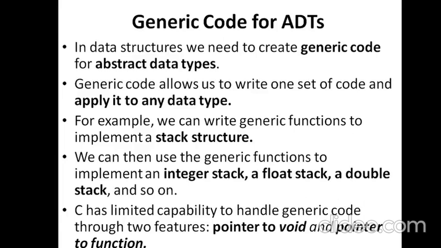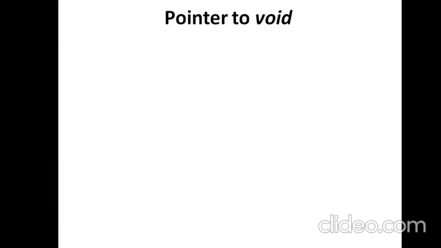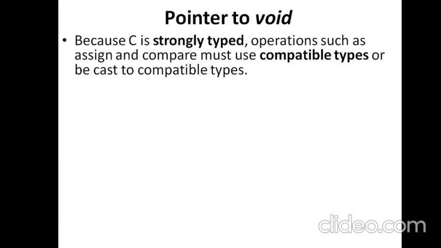Let's first take the void pointer. A void pointer is also called a generic pointer. The idea is that normally when you declare a pointer, you associate the pointer with a particular data type. Let's say you want to create a pointer of type integer. You will create int asterisk ptr, which means this pointer can now point to any integer variable.